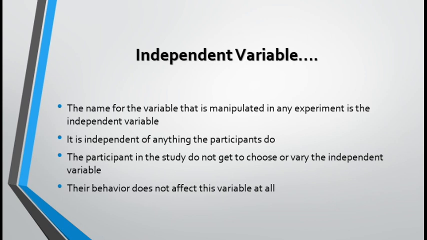Independent variable. The name of the variable that is manipulated in any experiment is the independent variable. It is independent of anything that participants do. So the participants in the study do not get to choose or vary the independent variable. Their behavior does not affect this variable.